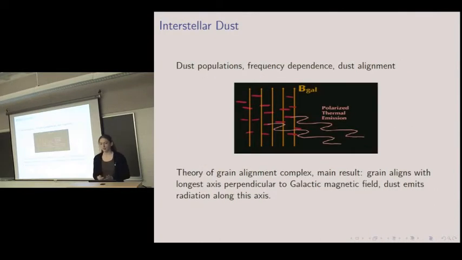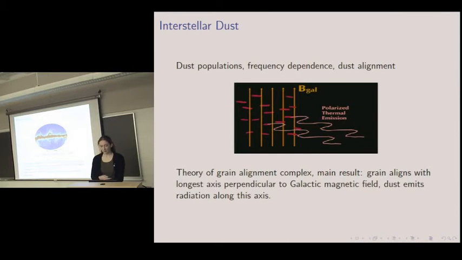So briefly, for the dust case, dust aligns with its axis perpendicular to the galactic magnetic field, and then it preferentially emits light polarized along this axis, so you have a net linear polarization. Also, what needs to go into the model is information on the dust, how many dust populations there are, for example, and the frequency dependence of the emission.